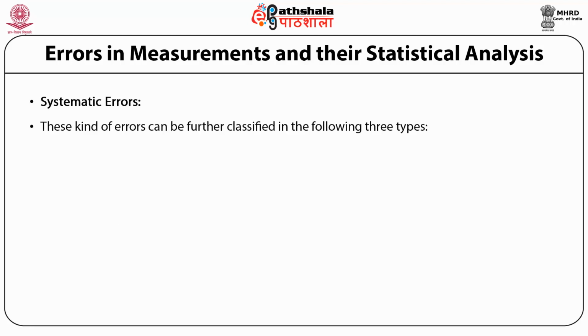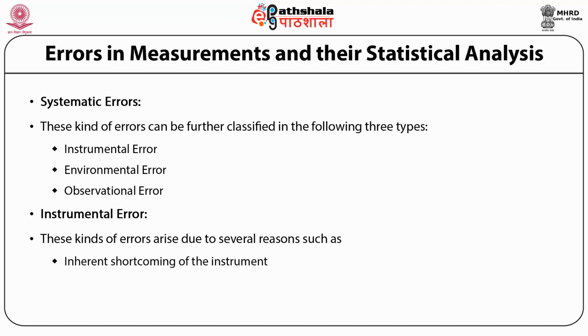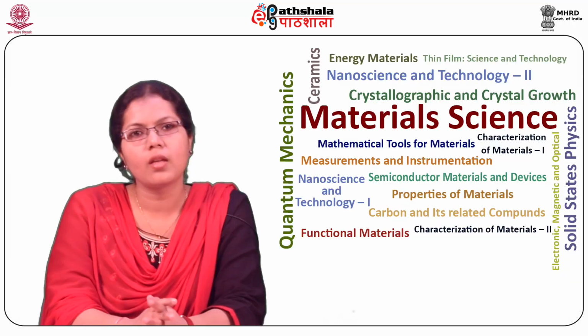These kinds of errors can be further classified into the following three types: A. Instrumental error, B. Environmental error, C. Observational error. First of all, let us see the instrumental error. These kinds of errors arise due to several reasons, such as inherent shortcoming of the instrument, or due to misuse of the instruments, or maybe due to the loading effects.